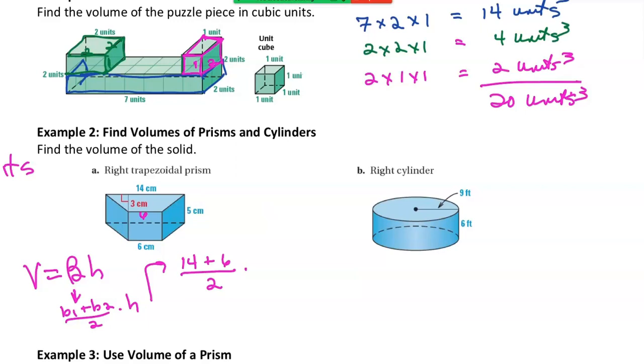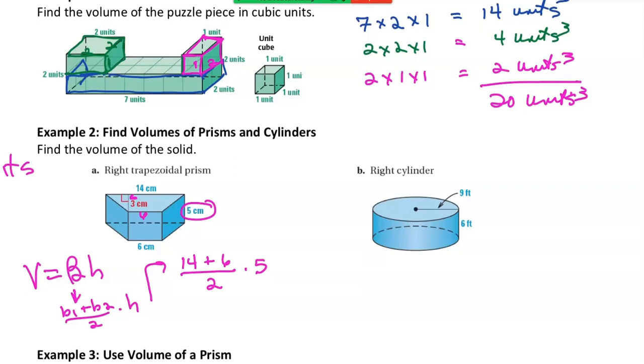And what is the height there? Looks like the height is going to be 3 because it's this height right here. So that's going to be 3. So 20, is that true? No, I think the height's going to be 5. So let me restate that. So this height is the distance between the bases. So that height is going to be 5. Okay? So if I have 14 plus 6, that's 20, divided by 2, that's 10, times 5.